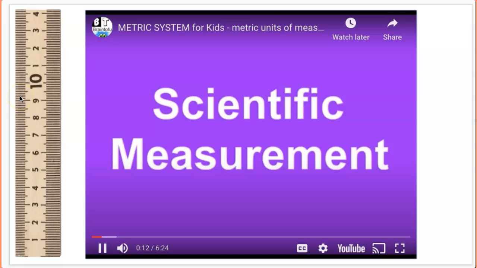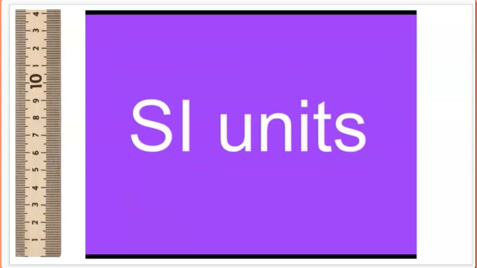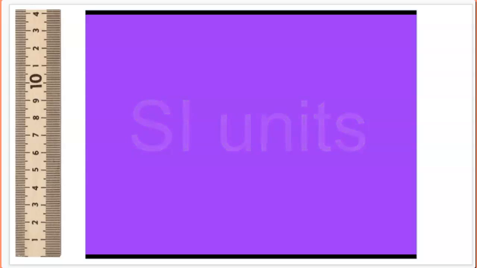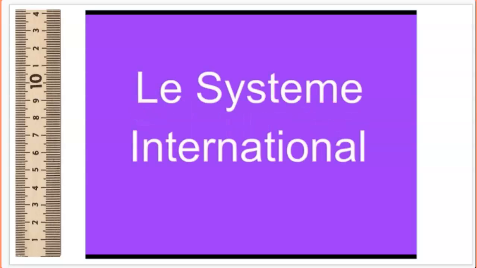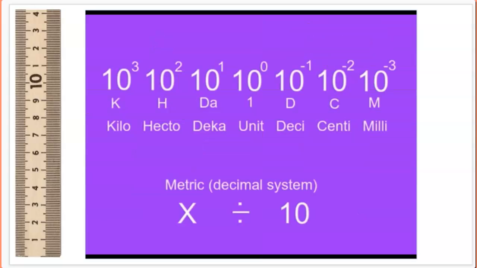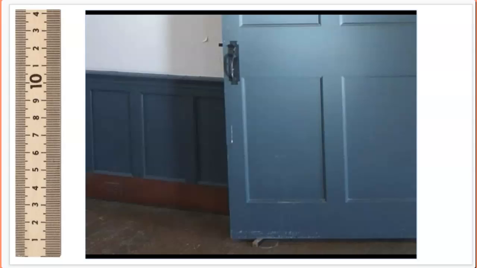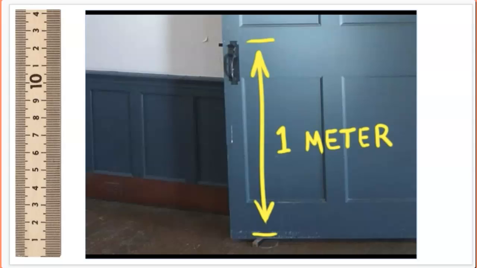Scientific measurement. Scientists use the International System of Units to make measurements. The International System is abbreviated as SI units. This measurement system stands for the French Le Système International. The SI units are almost the same as the metric system. The metric system is a decimal-based system, which means that everything is divided or multiplied by 10. Measuring distance. The meter is the basic unit for measuring distance. To visualize the distance of 1 meter, look no further than the door. Most doorknobs are about 1 meter up from the floor.